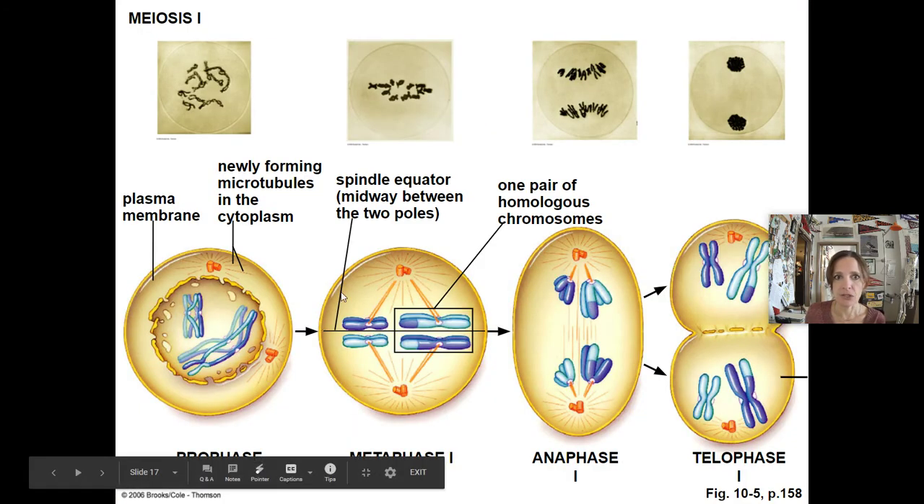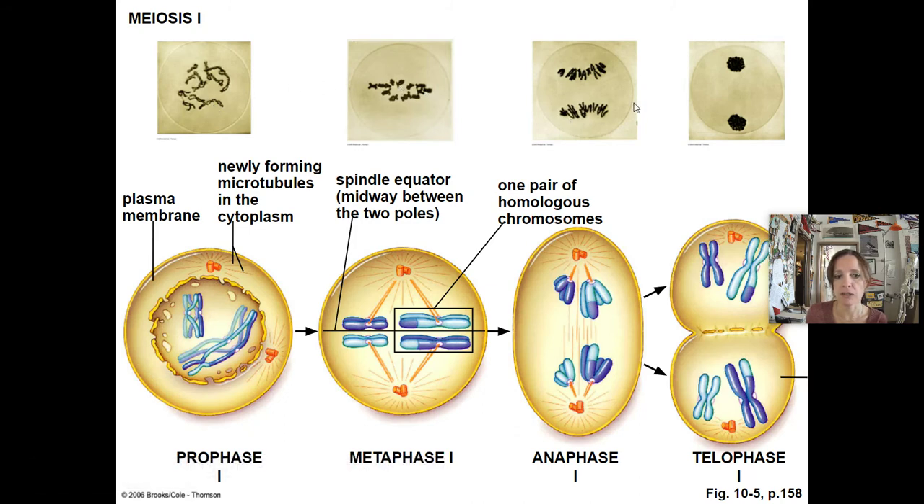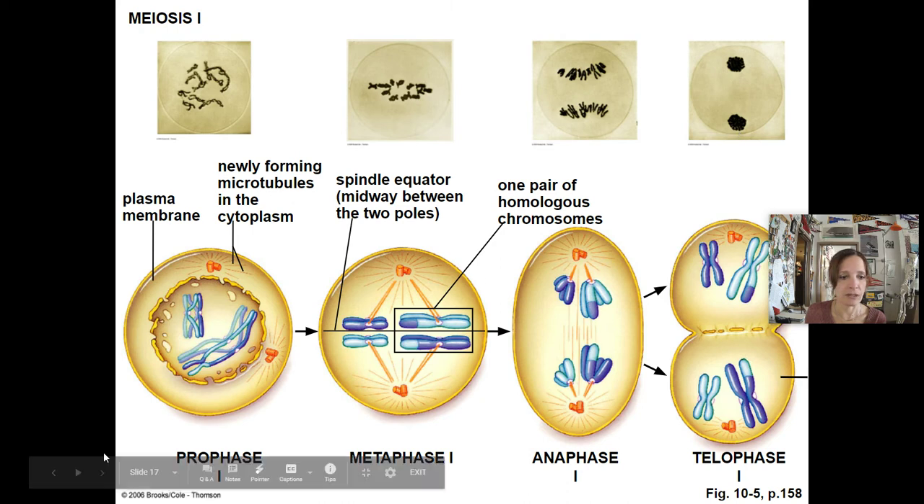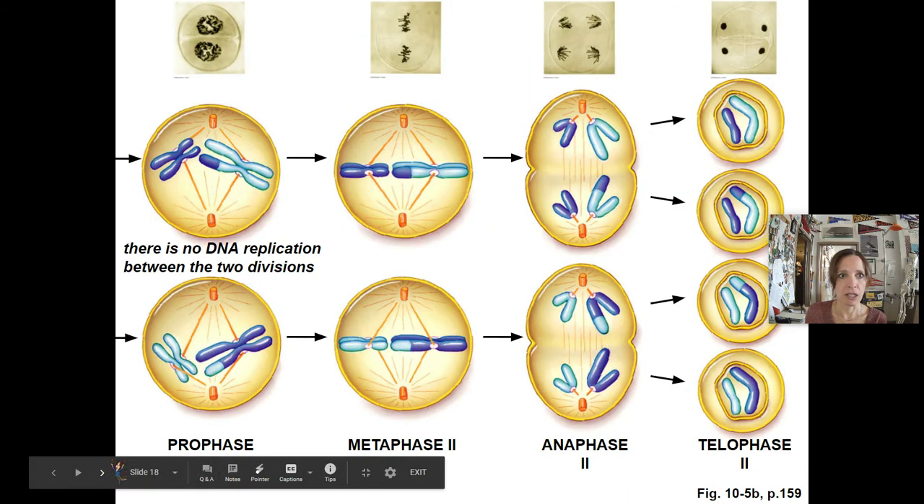So here is just a picture of what the chromosomes actually look like in these different parts. Here is prophase 1, where you can see the chromosomes forming, metaphase 1, where they're starting to line up, anaphase 1, where they get pulled apart, and telophase 1, where they start to form another nuclei.